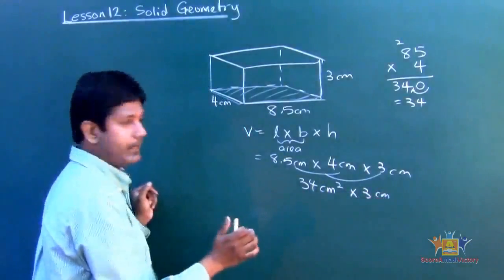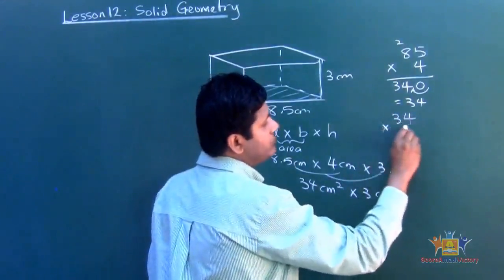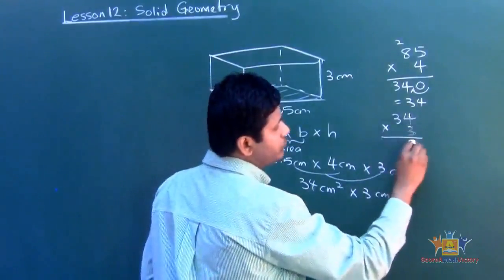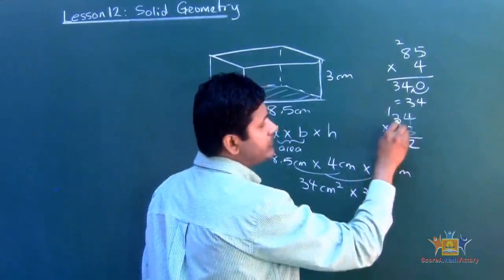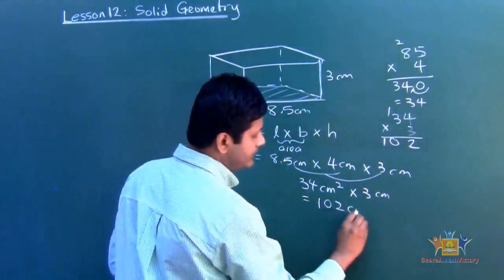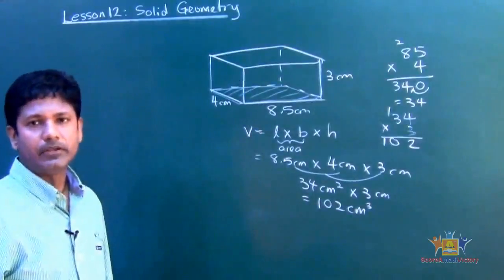Now I'm going to line them up again. Multiply 34 with 3. Okay? 34 times 3. So 3 times 4 is 12, 2 carry 1, 3 times 3 is 9, plus 1 is 10. So that gives me 102 centimeter cube. Exactly, 102 centimeter cube. Alright?